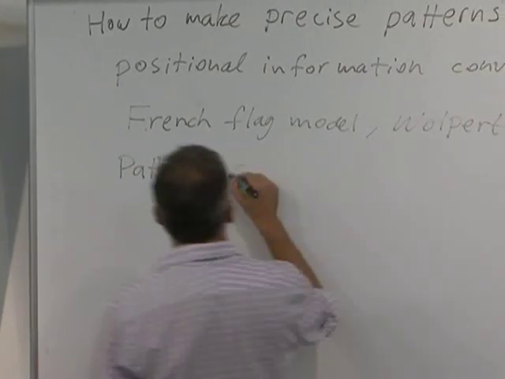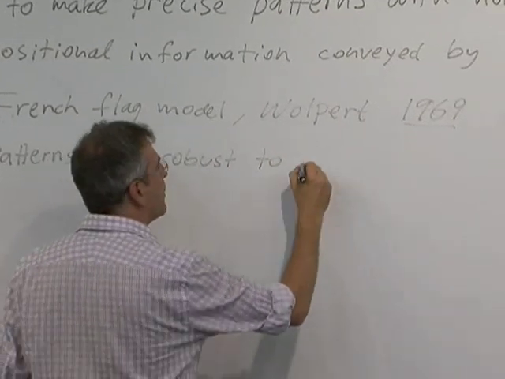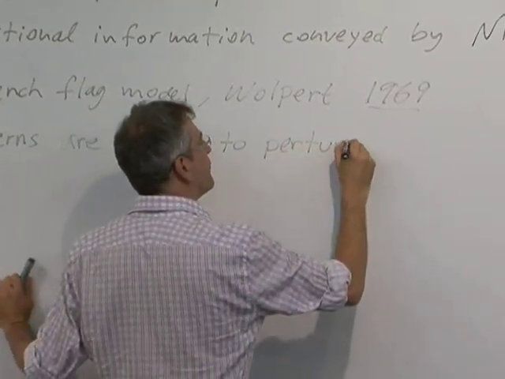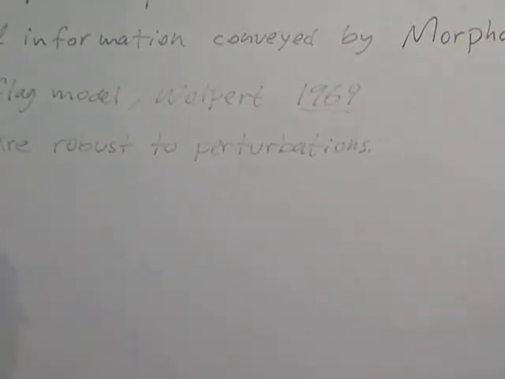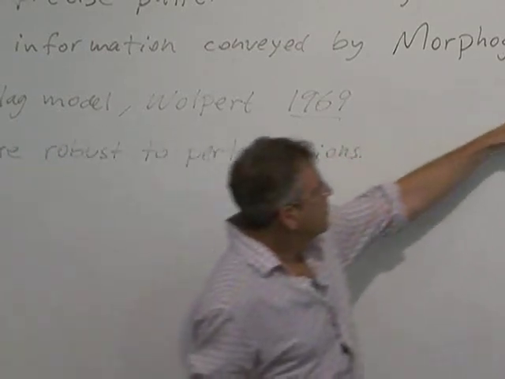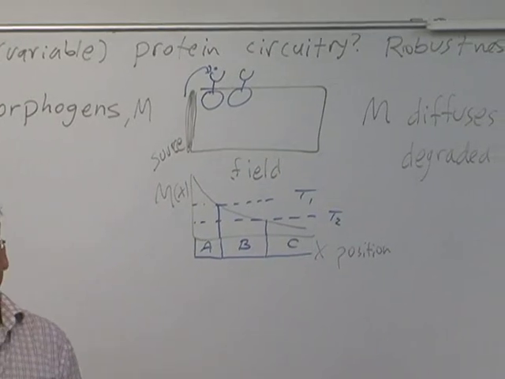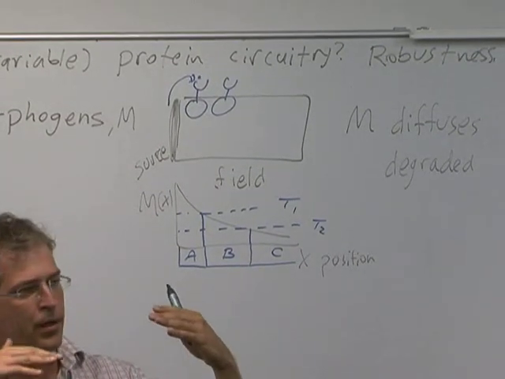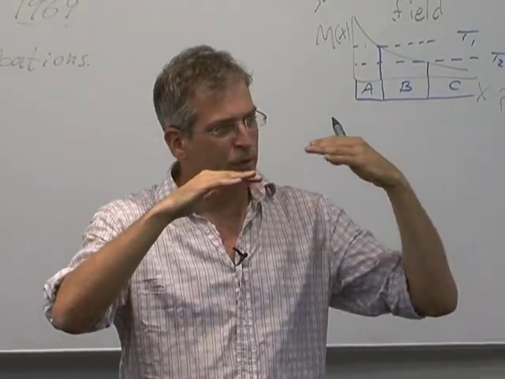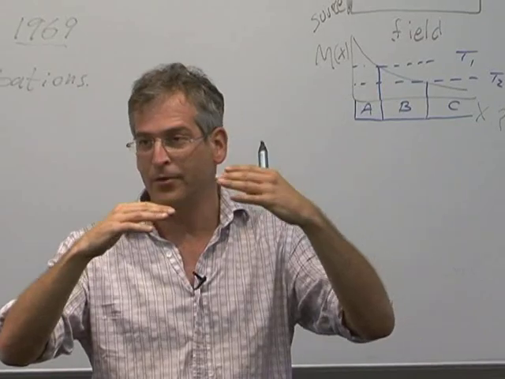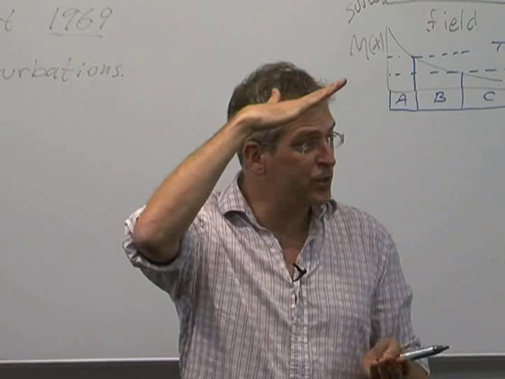The patterns are robust to perturbations. For example, there's a classical kind of experiment where you change the amount of morphogen that you have, for example, by mutating one copy of the gene that encodes the morphogen on one of the two sister chromosomes, because you know that animals have two copies of every gene. So you knock out one gene, and you can see that the morphogen concentration goes down by 50%.